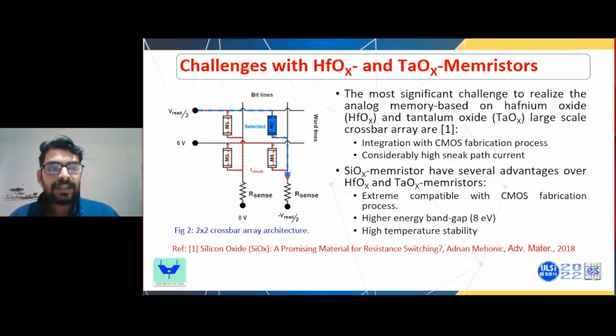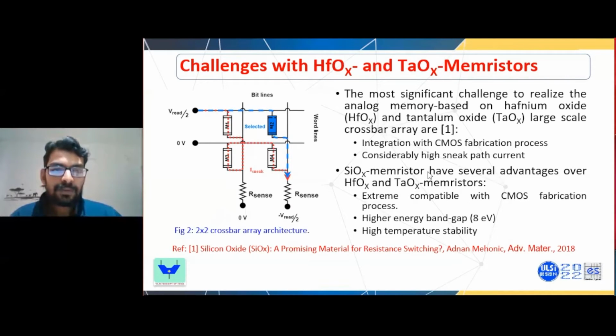So the most significant challenges faced by hafnium oxide and tantalum oxides for large-scale array realization are integration issues with the CMOS fabrication process and considerably higher sneak path current. On the left side we can see the 2x2 crossbar array architecture. The blue is the selected cell and the current flowing through it is the desired current. The dotted red is the undesired current, known as sneak path current, which increases with increasing crossbar array size. So this limits our array size.